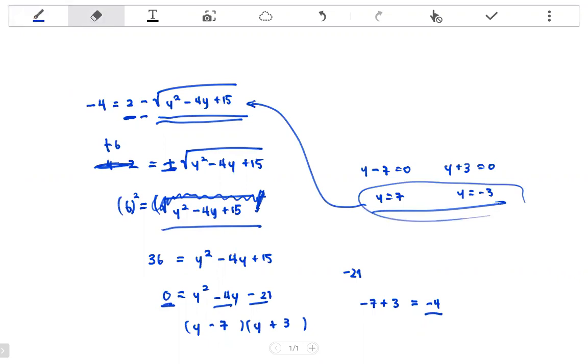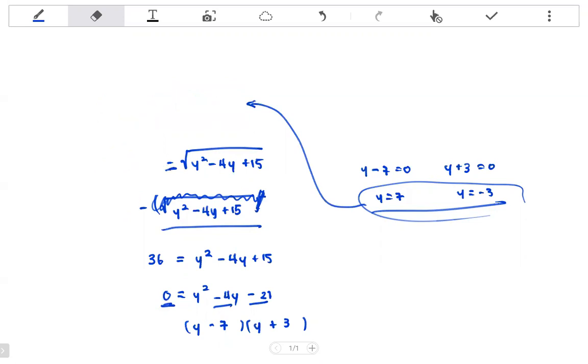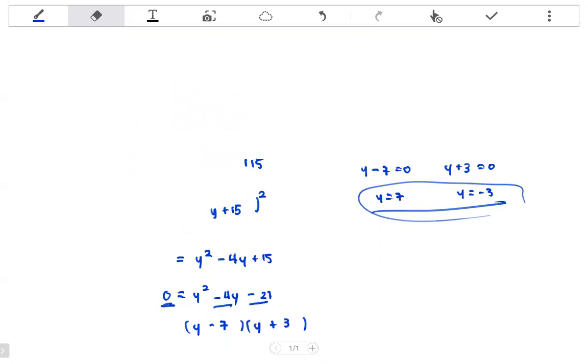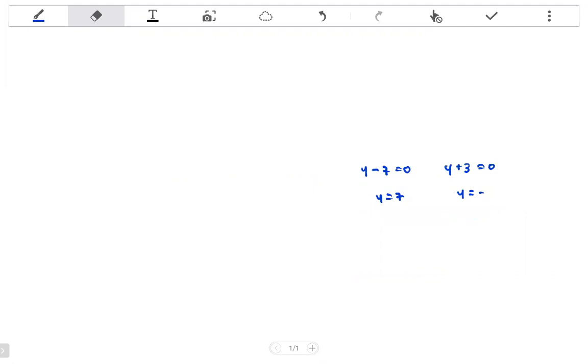Still confusing, or can we move on to extraneous solutions? No comment? Okay, we'll just move on then. Hopefully that made sense to everyone. And now we're going to do extraneous solutions.